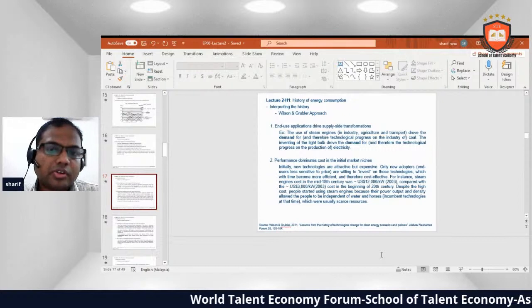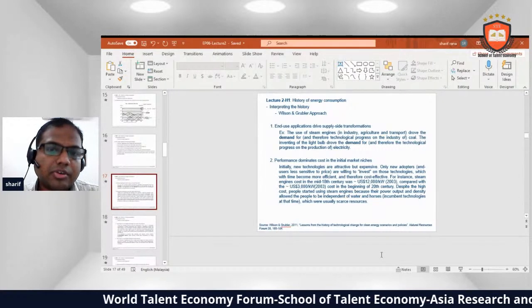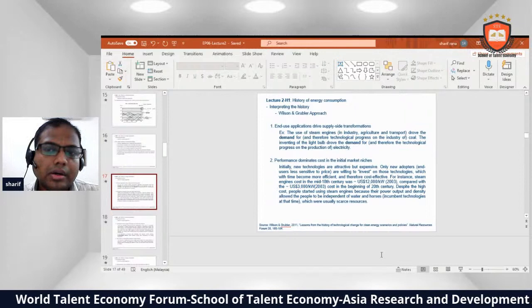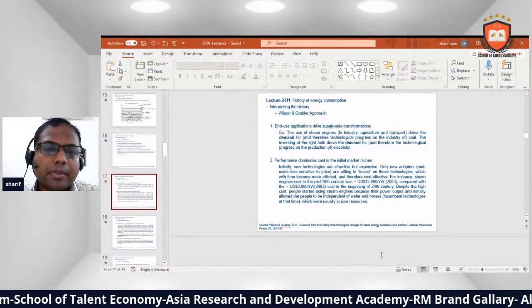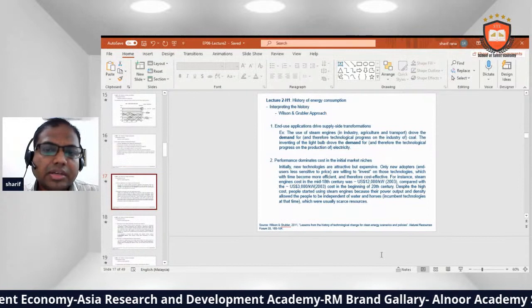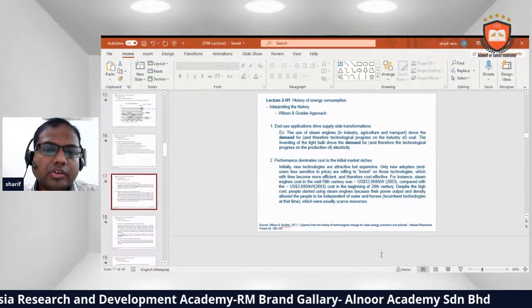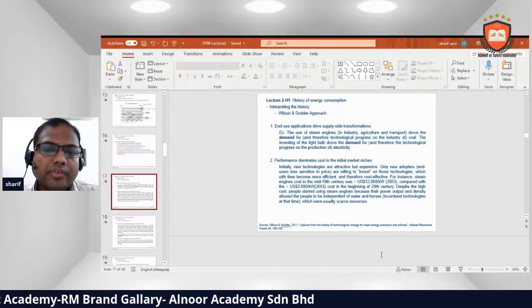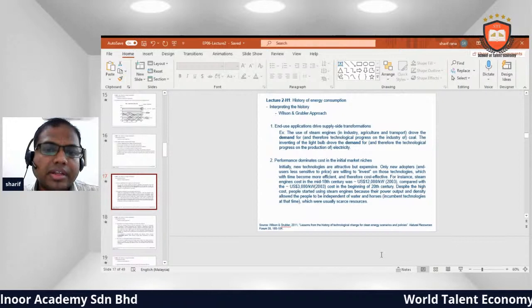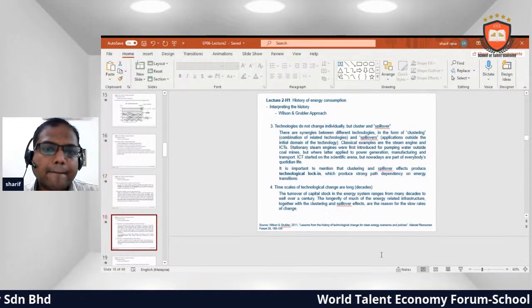End-user applications drive supply-side transformation. The use of the steam engine drew the demand for coal. Performance is dominant over cost in the initial market niche. Initially, new technologies are attractive but expensive. Only early adopters are willing to invest in the technology, which with time becomes more efficient and therefore cost effective.